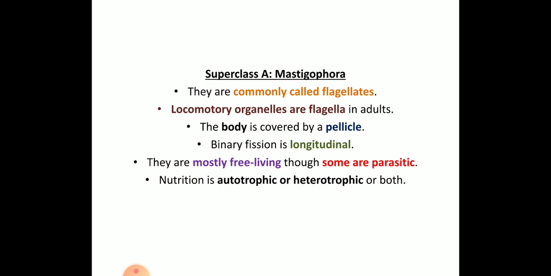So usually they are commonly called as flagellates because they possess flagella, and locomotory organelles are flagella in adults, but the body is covered with the pellicle. So pellicle is nothing but the external, the outer cover which is seen in their body, and binary fission takes place longitudinally, and they are mostly free living forms and some are parasitic, and nutrition is both autotrophic or heterotrophic, or usually both you can tell. So they prepare their own food or they may depend on others also.